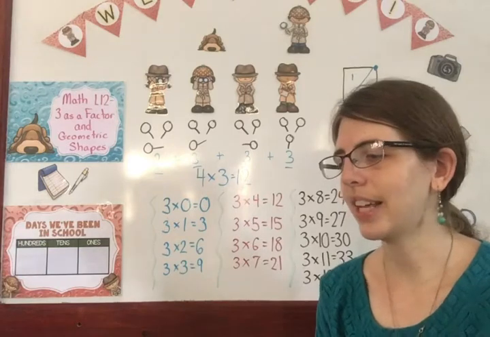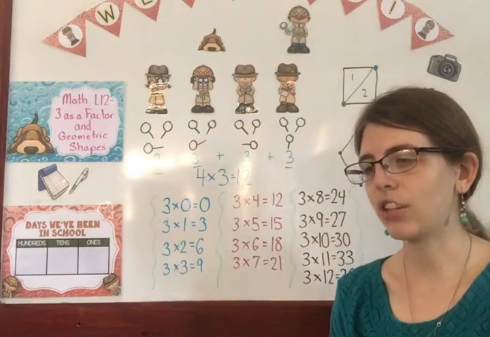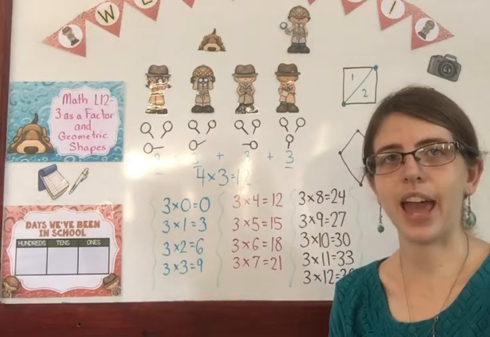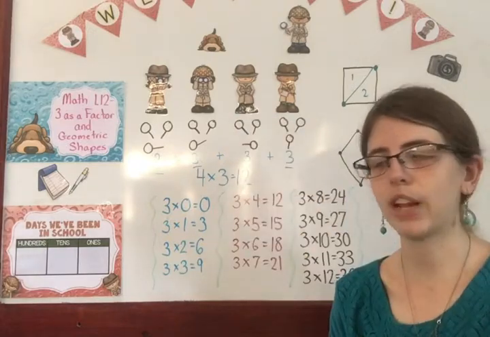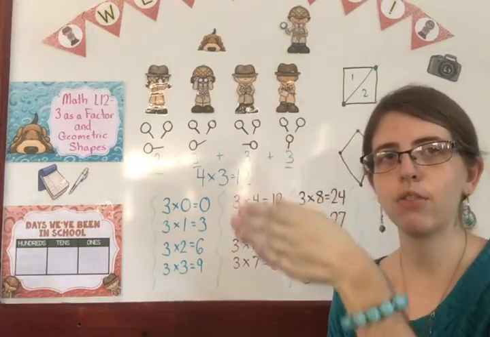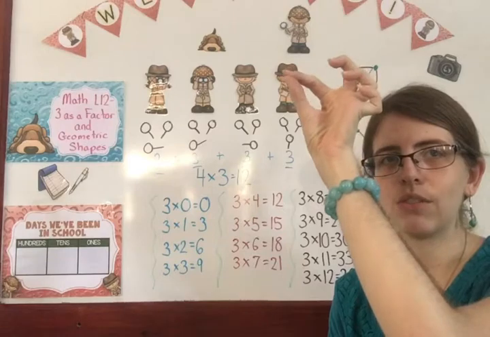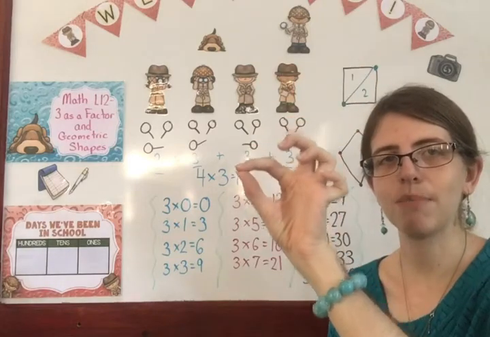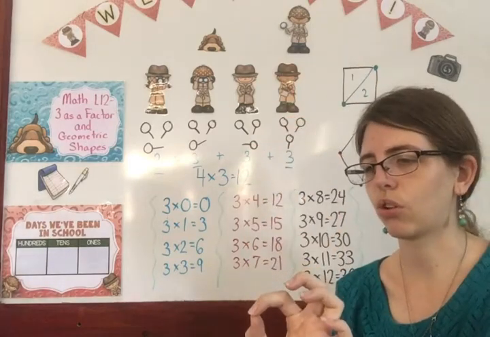And then number 6 says draw a line through the center of the circle to divide it into halves. So use a ruler or just something straight to draw a line right through the middle. Go from one edge of the circle through the dot in the middle to the other edge of the circle.